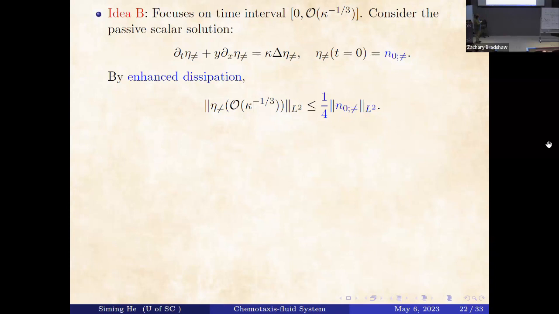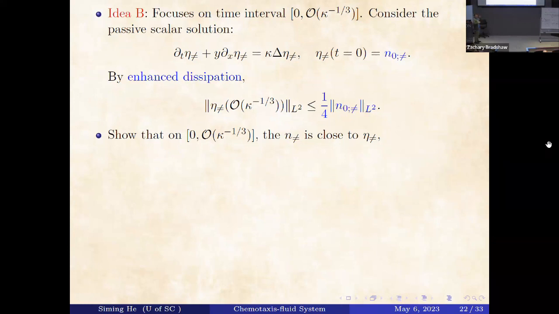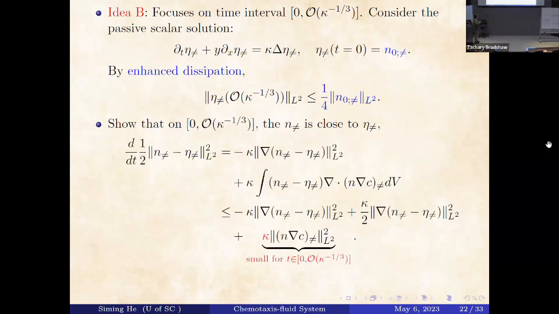Okay, so basically this one I know everything. Within kappa to the minus a third time, everything decays to almost nothing. So a fourth. And now we just need to show that on this relatively small time scale, this n naught is close to eta naught. And now this can be achieved through energy estimates. Okay, so you just take a derivative of this difference, and now you have this nonlinear term. And now you can do an integration by parts here. And now you can absorb this term into the diffusion. And then the remaining part, you do some classical energy estimate you can handle.